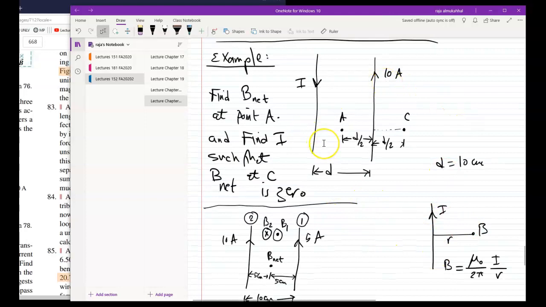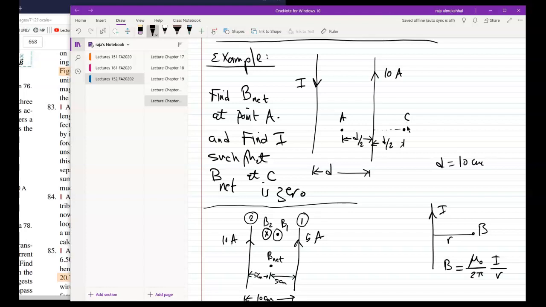So I want to do the same thing for this problem right here. The first part, he said, find B net at point A. Well, yes, but we don't know. I mean, B net here is due to 2 currents, I and 10, but I don't know I. So I need to do the second part first. He said, find I such that the B net at C is 0. Okay?